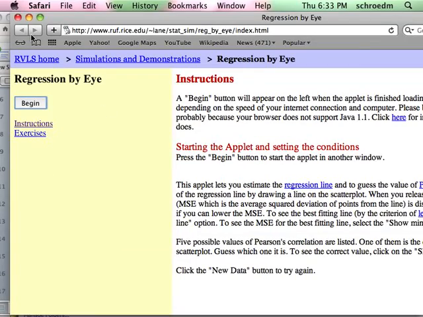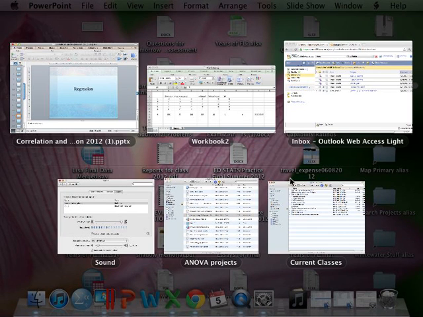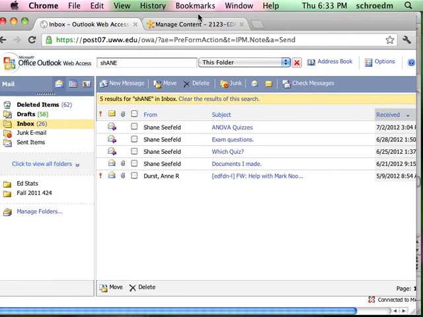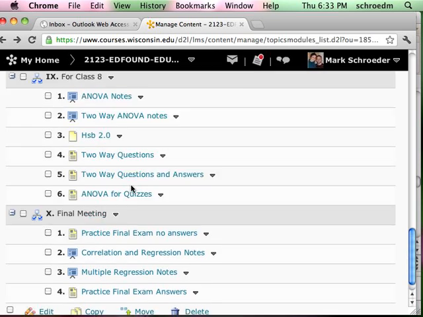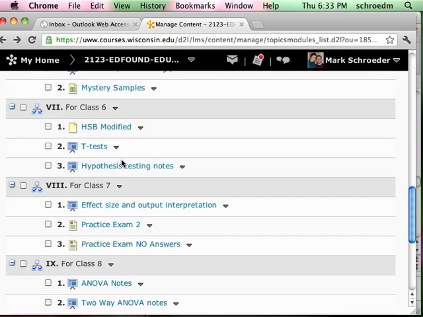Yeah. So open up. I gotta close some windows here. Open up the HSB. We'll say the HSB modified data. What the heck? Where did that go? This way we'll get some relationships.